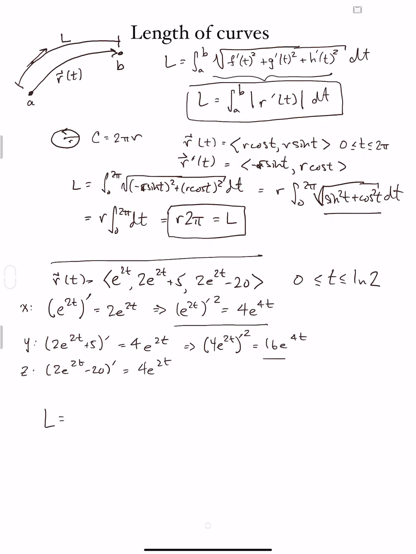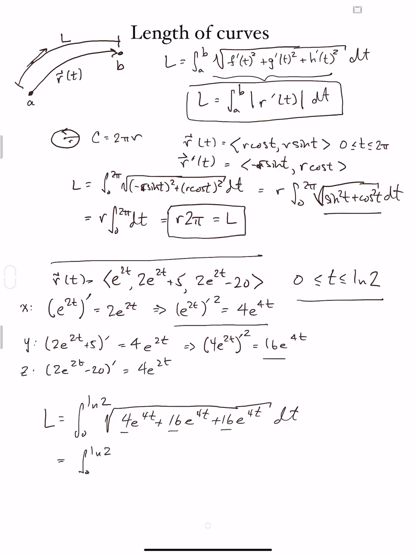The length is the integral. Now those are the limits of the values of the parameter. And then I can create this radical that has 4e to the 4t plus 16e to the 4t, and then again for the z component the same value, 16e to the 4t, and I'm integrating that with respect to t. So here, 4 plus 16 is 20, plus 16 is 36. I'm taking the square root of it, so I end up with the integral from 0 to natural log of 2 of 6e to the 2t dt.